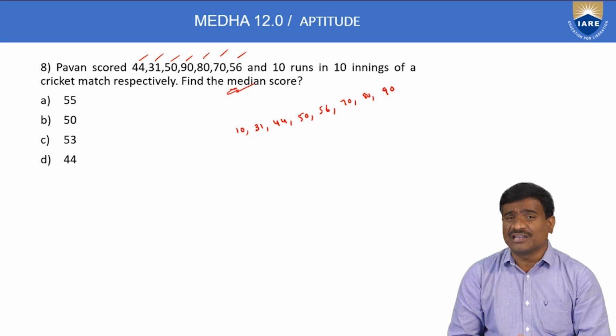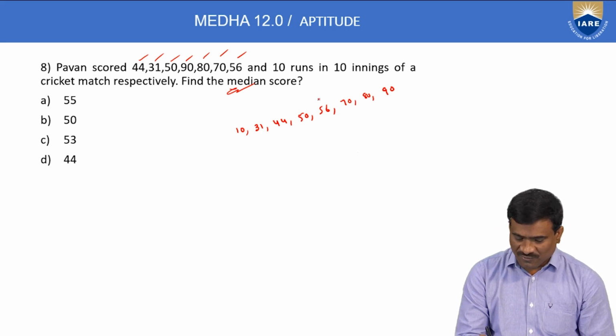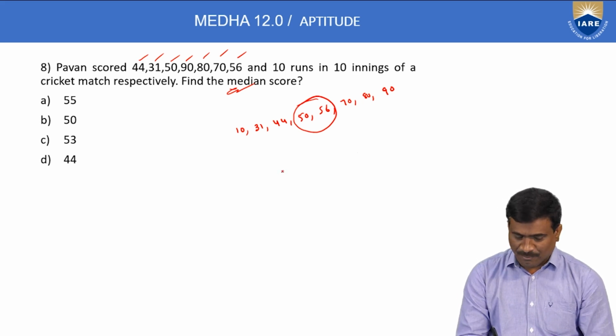If n is even, two middle numbers are possible. The first middle number is 50, the second middle number is 56. Therefore, median is equal to (50 plus 56) by 2, which is equal to 53. Median is equal to 53.